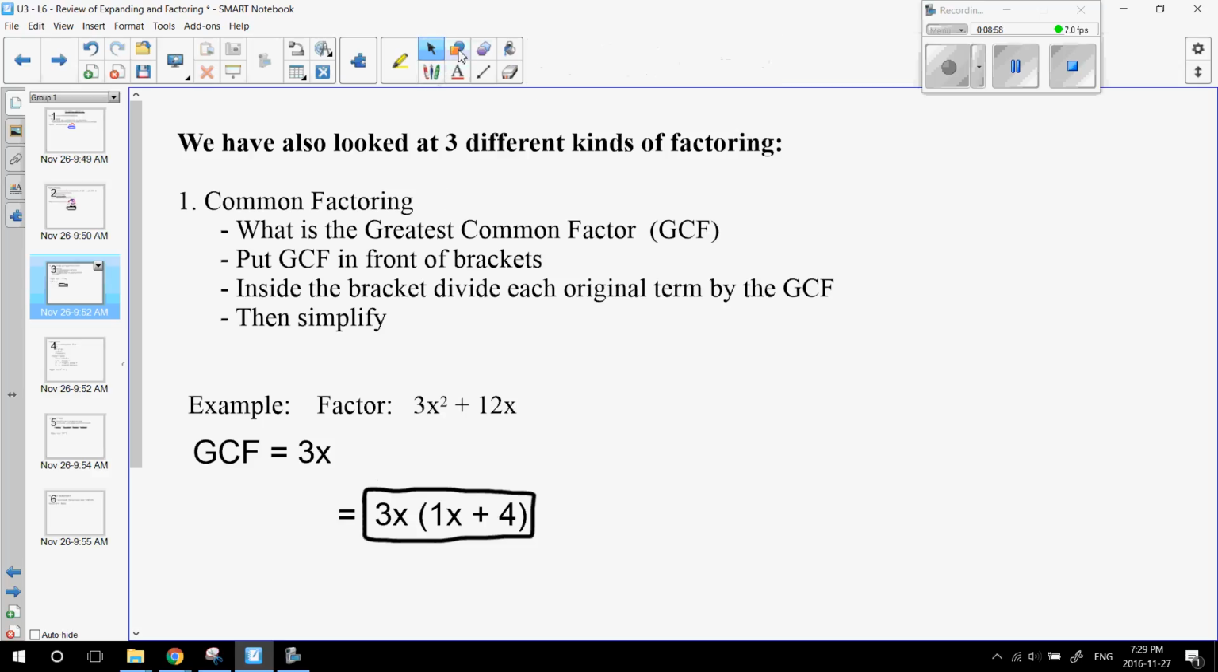With common factoring, we common factor when there's typically 2 terms. Sometimes we can do it with 3 terms. It's something that we usually look for at the beginning. Is there anything that we can pull out front? So I'm going to move on to the next slide here.